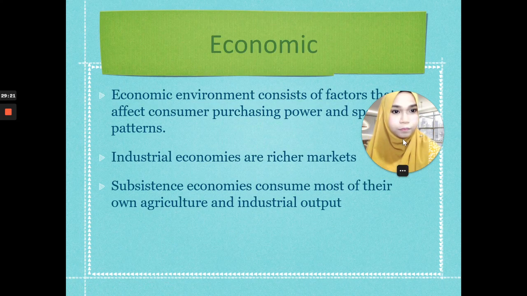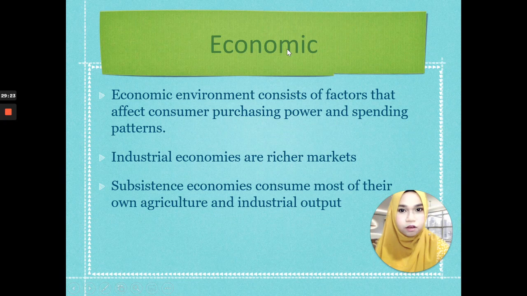Okay, moving on to the economic factor. So this is the second factor. Yeah, the first one just now we have covered social and demographic. So the second one is in terms of economy. Economic environment consists of factors that are affecting consumer purchasing power and spending patterns. Of course, I think you know about purchasing power and also spending patterns, right? Because you're an accounting student, right?